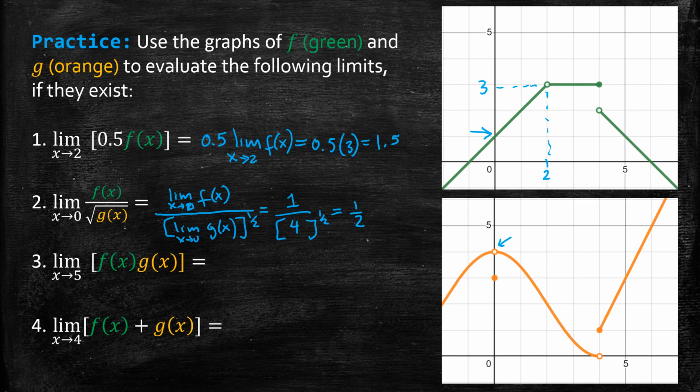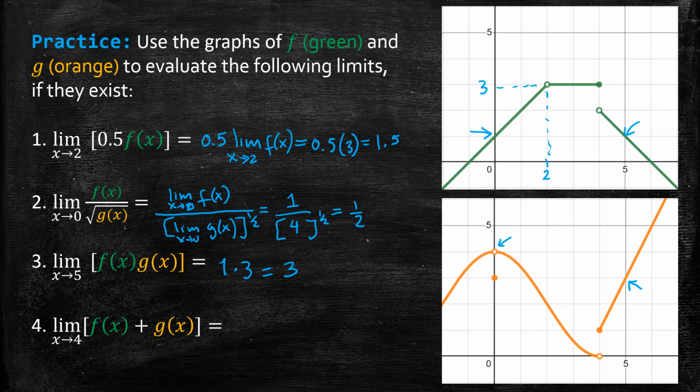In number 3, we would use law number 3. So the limit of the product of two functions is the product of the individual limits, providing they exist. Moving forward, you don't have to write out these in-between steps. You could literally just see what's the limit as x goes to 5 of f. That exists. Yes, it's 1. What's the limit as x goes to 5 of g? That exists, and it's 3. And the answer is 1 times 3, which equals 3.